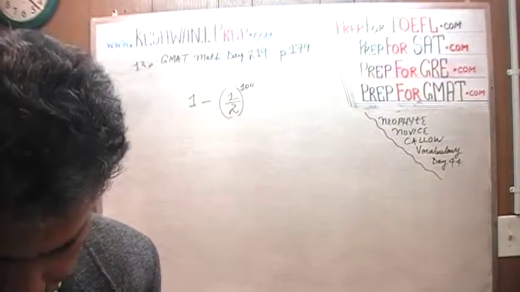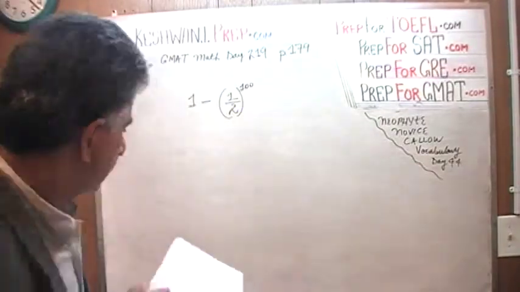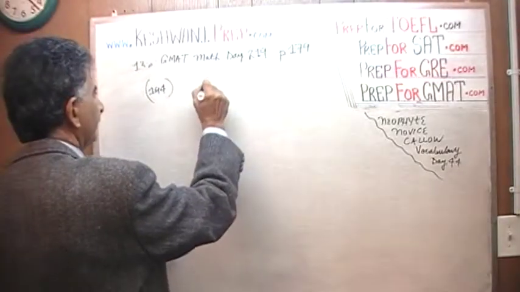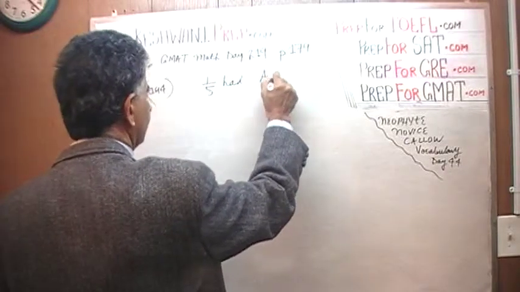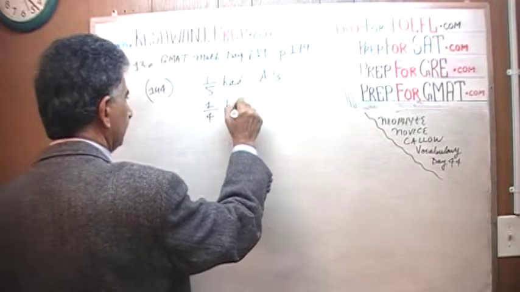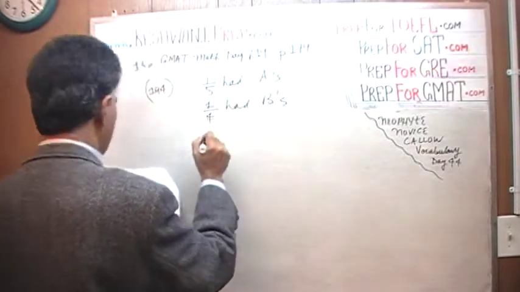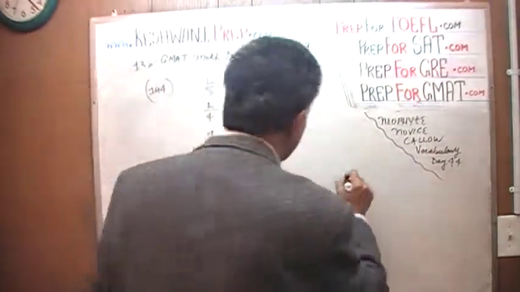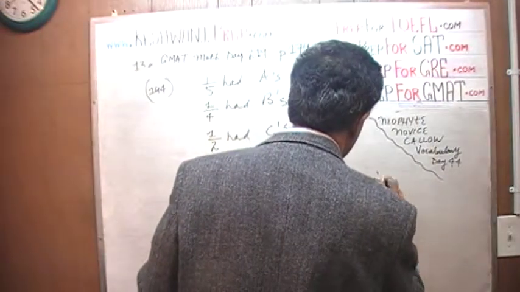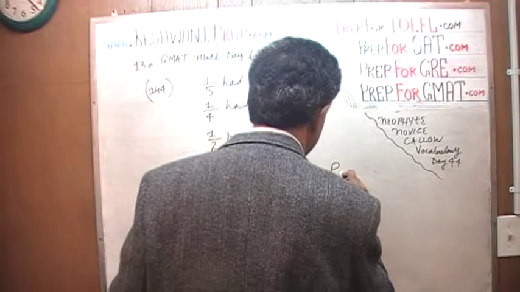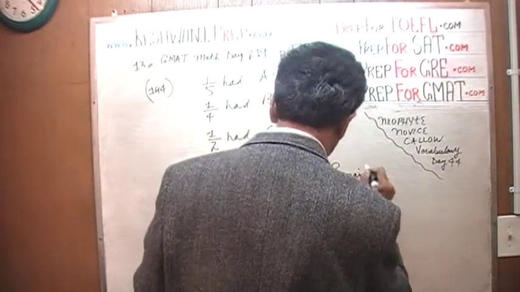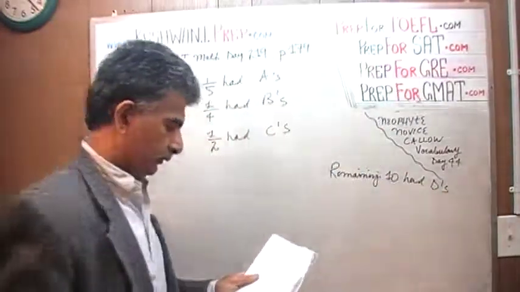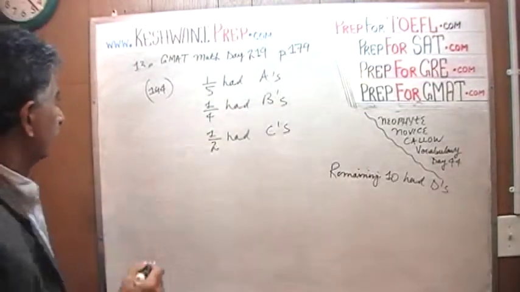Number 194. In 194 we are told that 1/5 had A's, 1/4 had B's, 1/2 had C's, and the remaining 10 had D's. The question simply is, how many kids are there altogether? Well, let's find out, shall we?